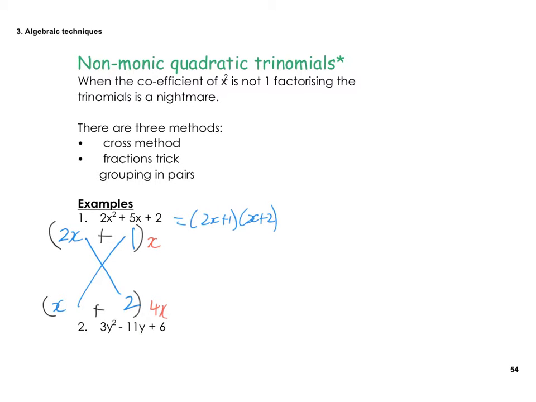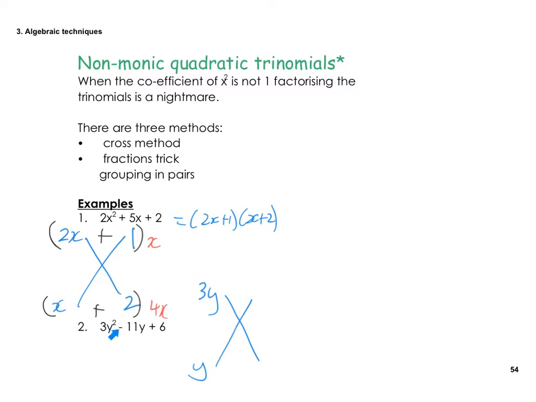Let's now try question 2. 3y squared minus 11y plus 6. Again, let's draw down a cross. We've got to separate 3y squared into two parts. That would be 3y and y. Now we want two numbers that multiply to give 6. Notice a little trick in this one. The middle term is minus, but the last one is plus.